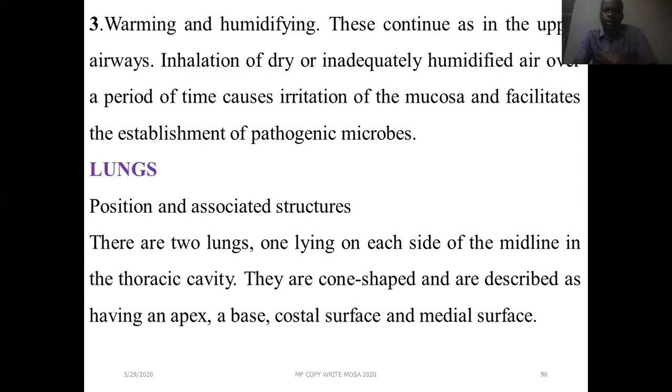Position and associated structures. There are two lungs, one lying on each side of the midline in the thoracic cavity. They are cone-shaped and are described as having an apex, a base, costal surface, and medial surfaces. These sentences are just trying to describe what the lungs look like. Of course, we know that we have two lungs, one on the left, the other on the right, and they have an apex, a base, as well as costal surfaces, which we just described.